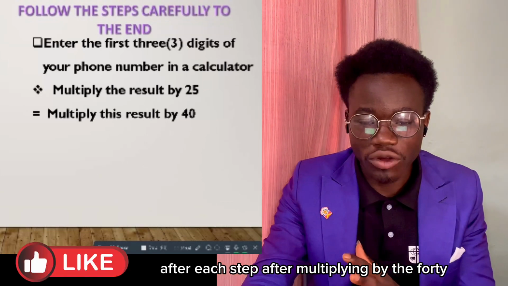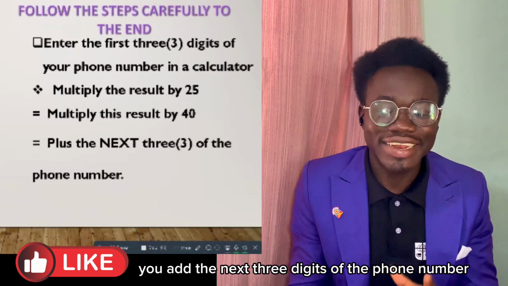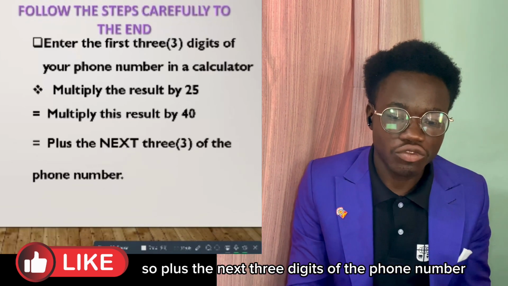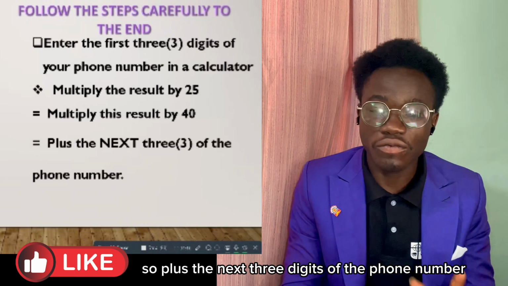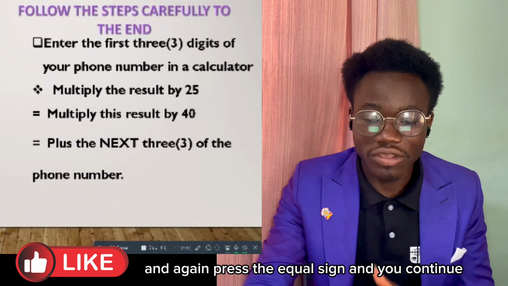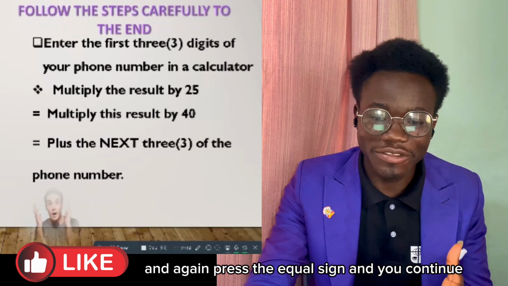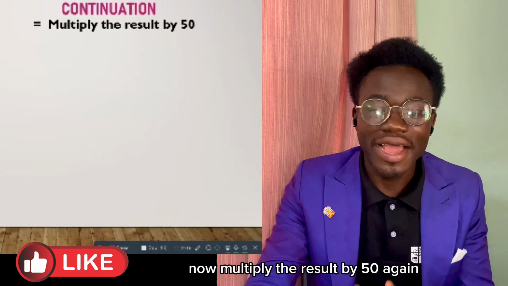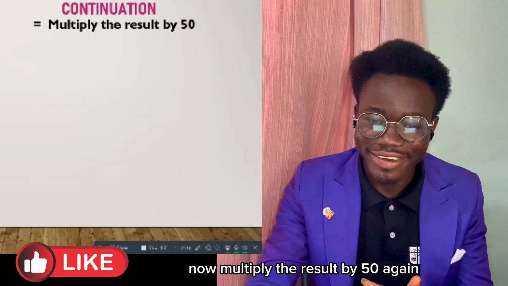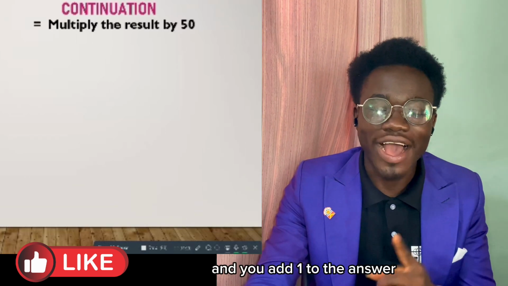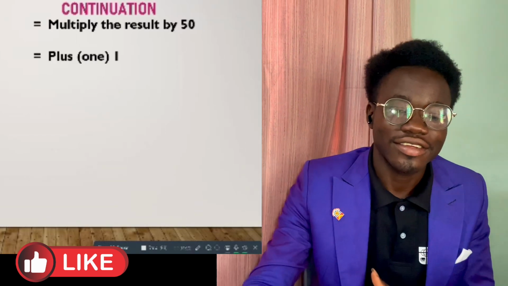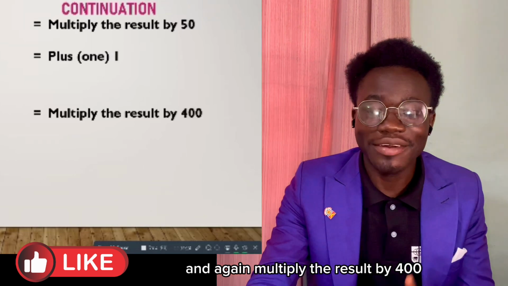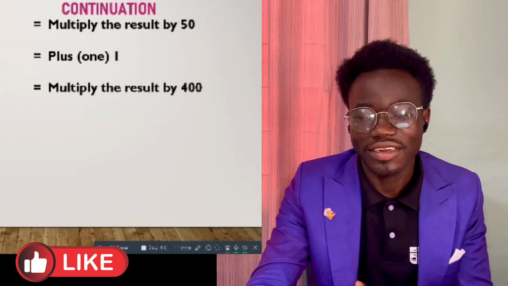After multiplying by the 40, you add the next 3 digits of the phone number. So plus the next 3 digits of the phone number. And again, press the equal sign and you continue. Now multiply the result by 50 again. And you add 1 to the answer. And again, multiply the result by 400.